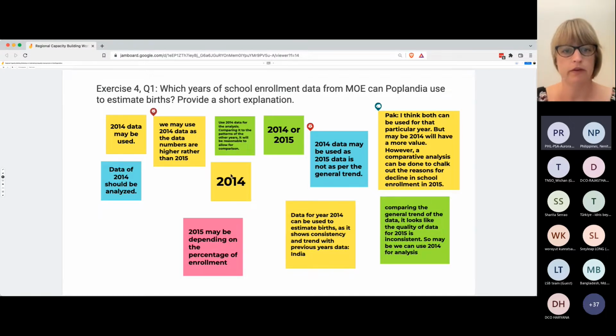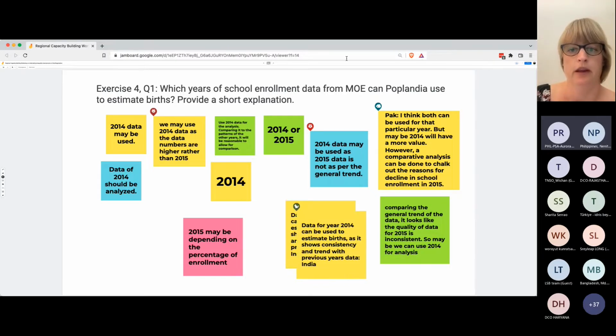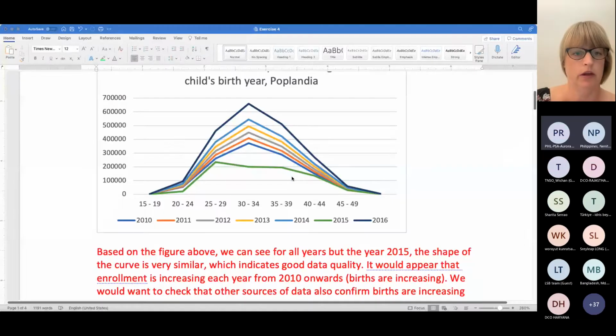So there are some differing responses. A lot of people said 2014. Some people said 2014 or 2015, depending. Some people said maybe both. So we have a range of responses here. And actually, I'm going to share my screen so we can look at the graph again together. Exercise 4. Okay.